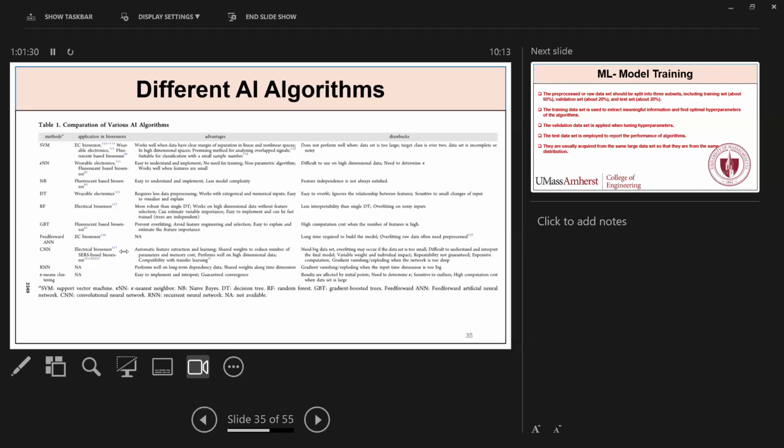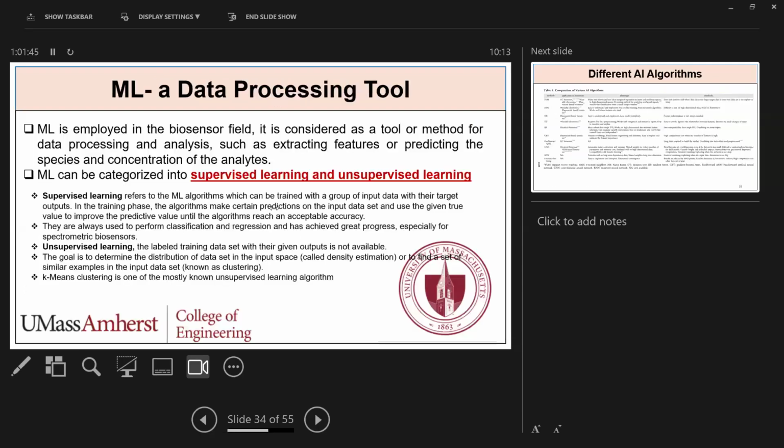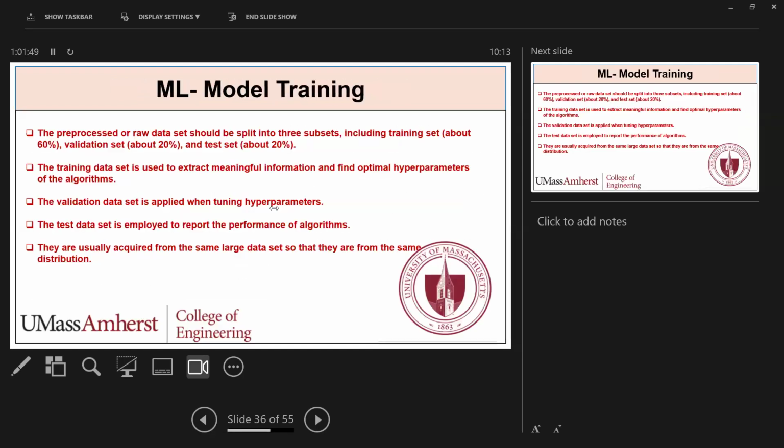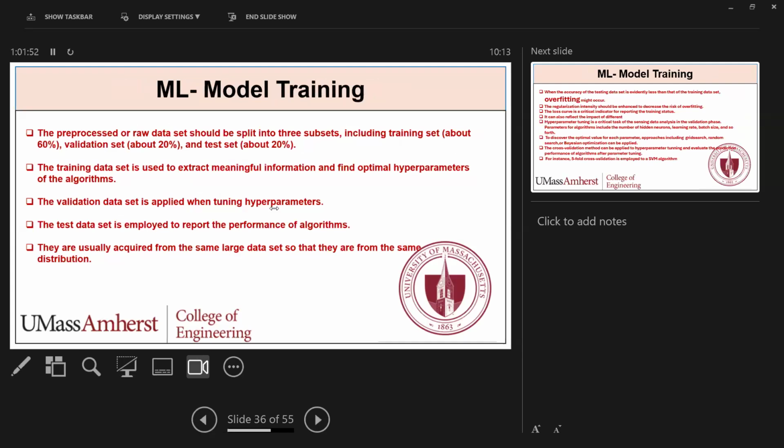Yeah, you're right. There are so many machine learning models and algorithms that have been used for biosensor applications, and they have some drawbacks. Everything has its own drawbacks. Yeah, so how do we train the model?